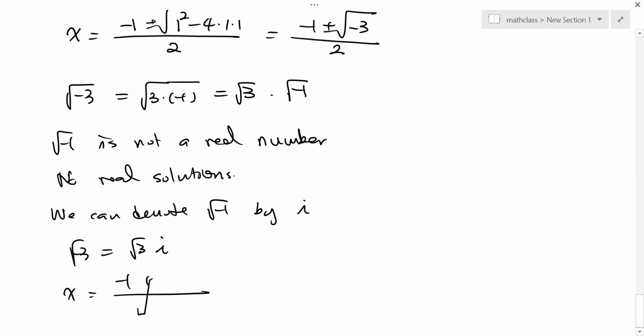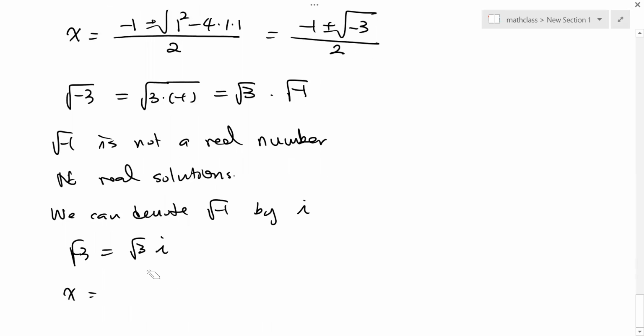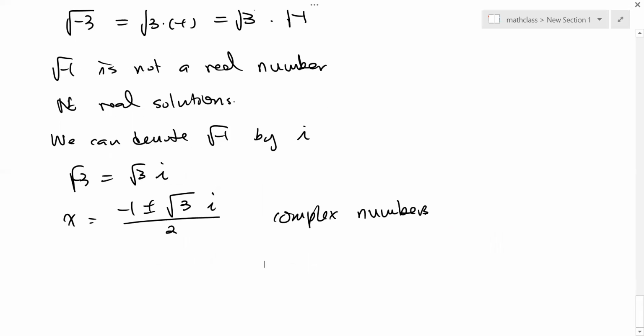and then the solution can be expressed as negative 1 plus or minus square root of 3 i divided by 2. So those are called complex numbers. Okay? The complex numbers. So now you already learned complex numbers, right? So yes, in the complex world, not the real world, there are two solutions. And those are the imaginary. i is the imaginary number.